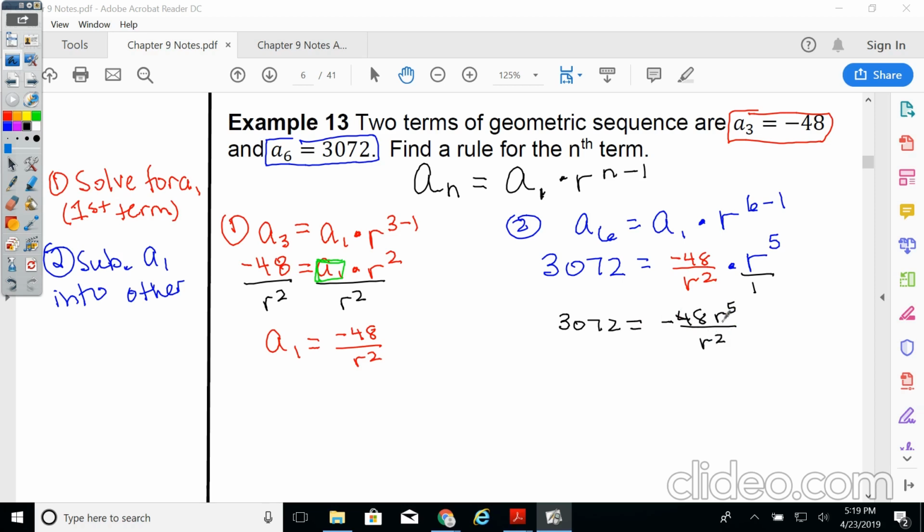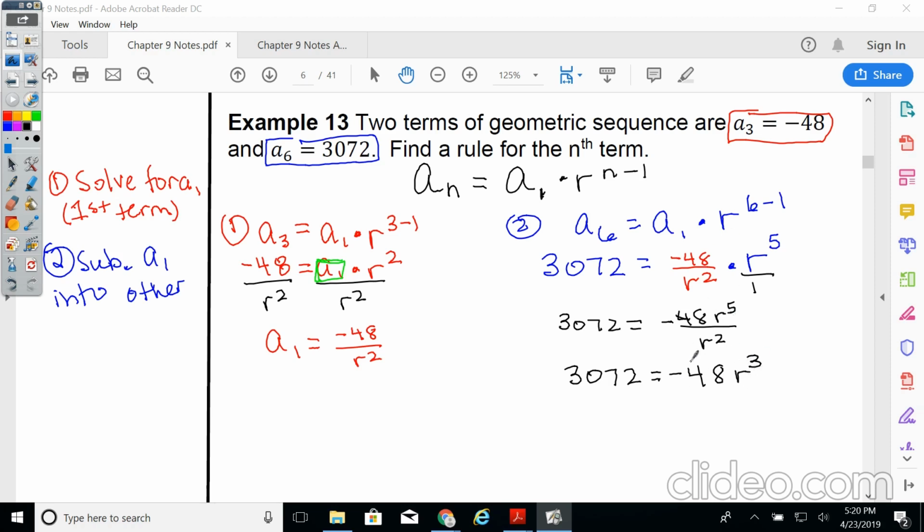So you have to remember your properties of exponents here. When you're dividing two numbers, you subtract their exponents. So I would get 3072 equals negative 48 r, and 5 minus 2 is 3. And that's why we picked the smaller one to solve for, because if we did it the other way, we'd end up getting a negative exponent, and that would require more work.